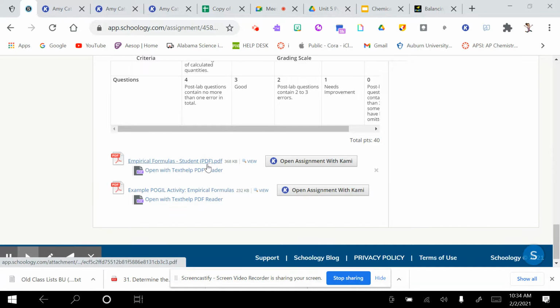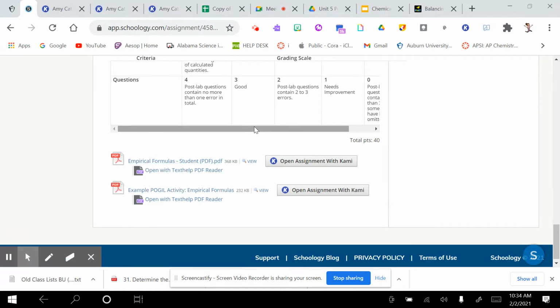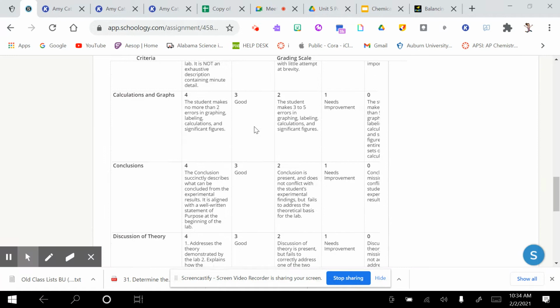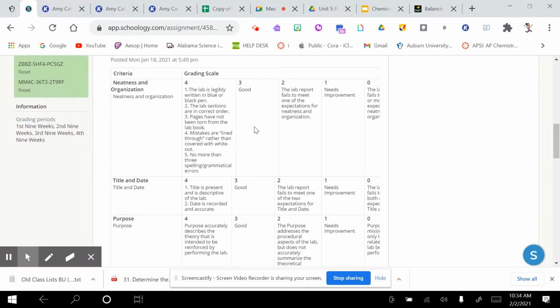Your student data sheet and the Google Sheets are what you're going to use to write your formal lab report. Here is the rubric for the formal lab report. You're going to type this up in a Google document or a Word document. These are what you get points for. You want to get the most number of points, obviously.